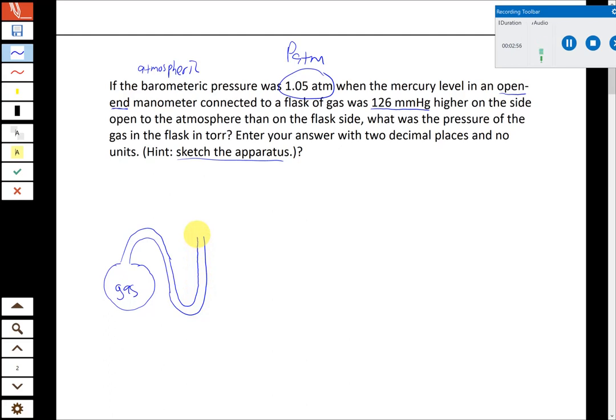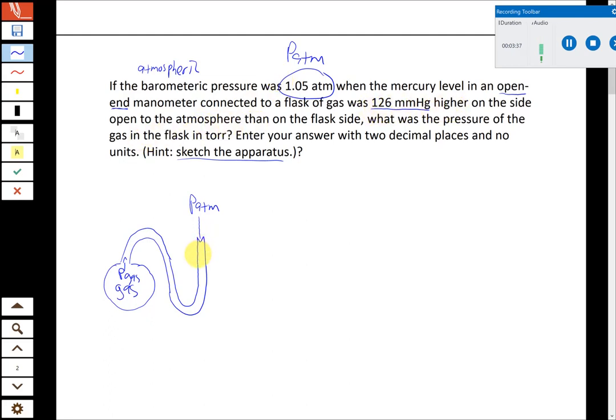All right, so then in an open-ended manometer, that means this side is completely open, you're going to have atmospheric pressure pushing down on one side. So this glass is going to be filled with mercury, which I'll draw here in a second. And then you're going to have the pressure of the gas pushing up in the other direction. So basically these 2 pressures are opposing each other. Pressure of the gas pushing up, pressure of the atmosphere pushing down. If the 2 were equal to each other, then the mercury levels would be the same on both sides of the U-shaped tube. But if they're different, then there's going to be a height difference, and that's what we have here. So here we're told that it's 126 millimeters higher on the side open to the atmosphere.